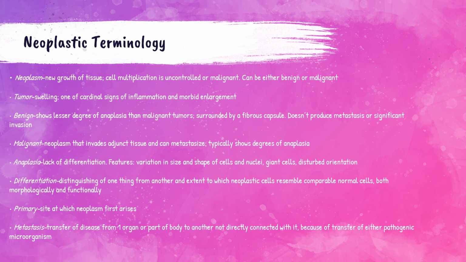Metastasis is the transfer of disease from one organ or part of the body to another not directly connected with it. An example would be if someone has lung cancer and the cancer metastasizes to the brain. Two separate tissue types not near each other, right? But the primary would be the lung and the lung tissue, and then it metastasized to the brain.